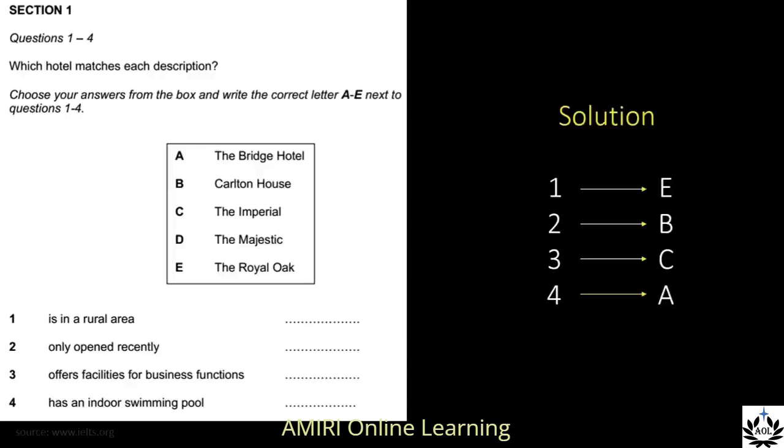Cool, we are back. Let me see if you got the right answer and you can check yourself, right? The first one is E, second one is B, third one is C, and fourth one is A. I hope you got all of them correct. If not, let's see the pointers.